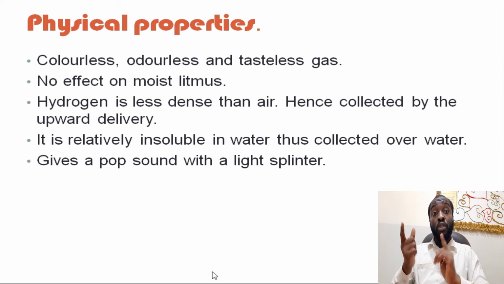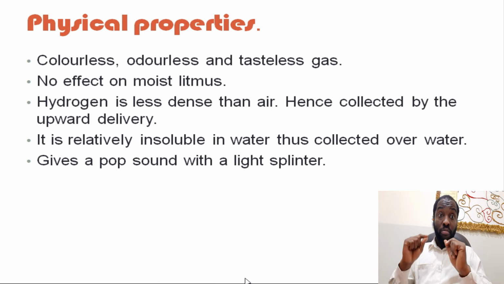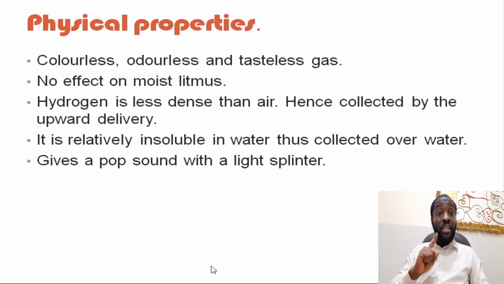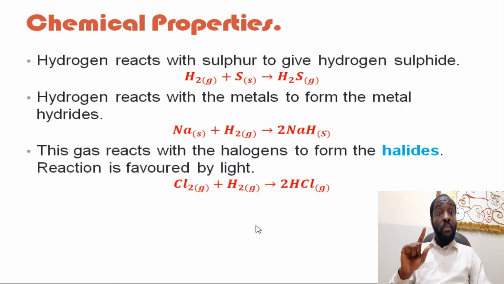So if you bring a litmus paper closer to this gas, even a moist one, you will find no color change. Moreover, hydrogen is insoluble in water, so it is collected over water or by the downward displacement of water. That is that with the physical properties of hydrogen. Now the chemical properties of hydrogen tell us how hydrogen reacts with other elements.